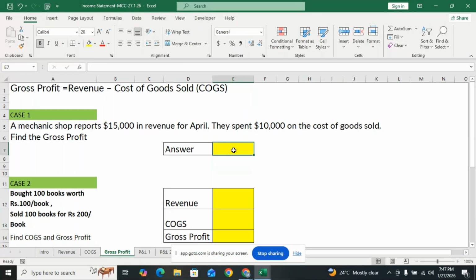A mechanic shop reports 15,000 in revenue for the month of April. They spend totally 10,000 on the cost of the goods sold. Find the gross profit. So what's your GP? I think orally only you can tell. What's your GP, gross profit? Equals 5,000. 15,000 minus 10,000. So 5,000 will be your GP.